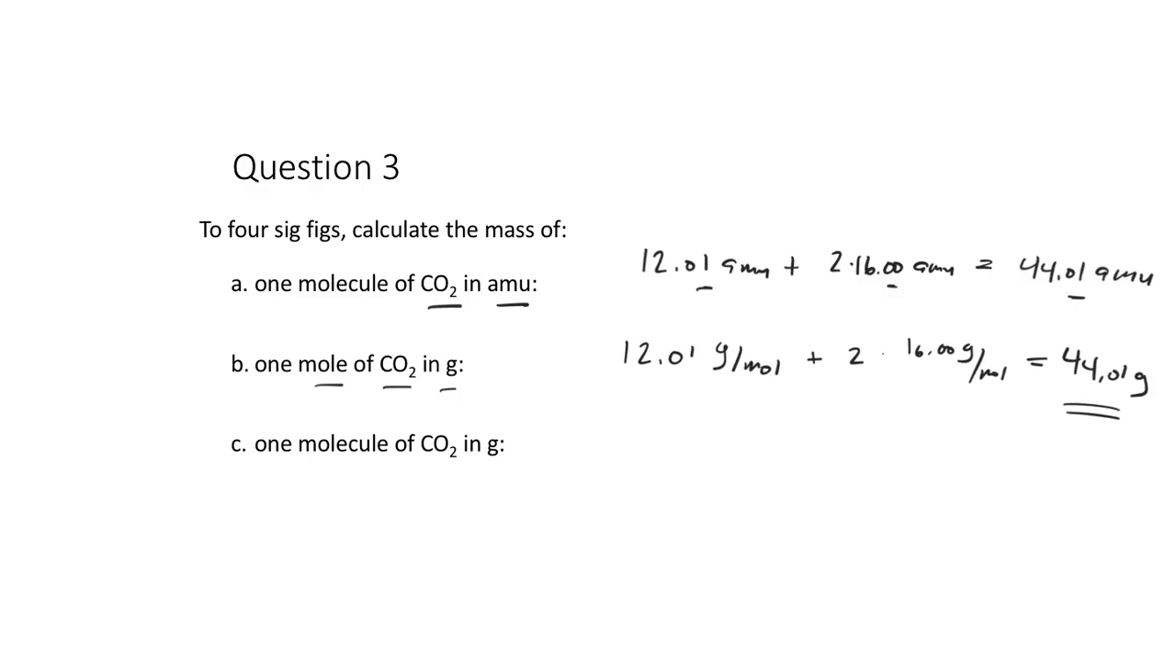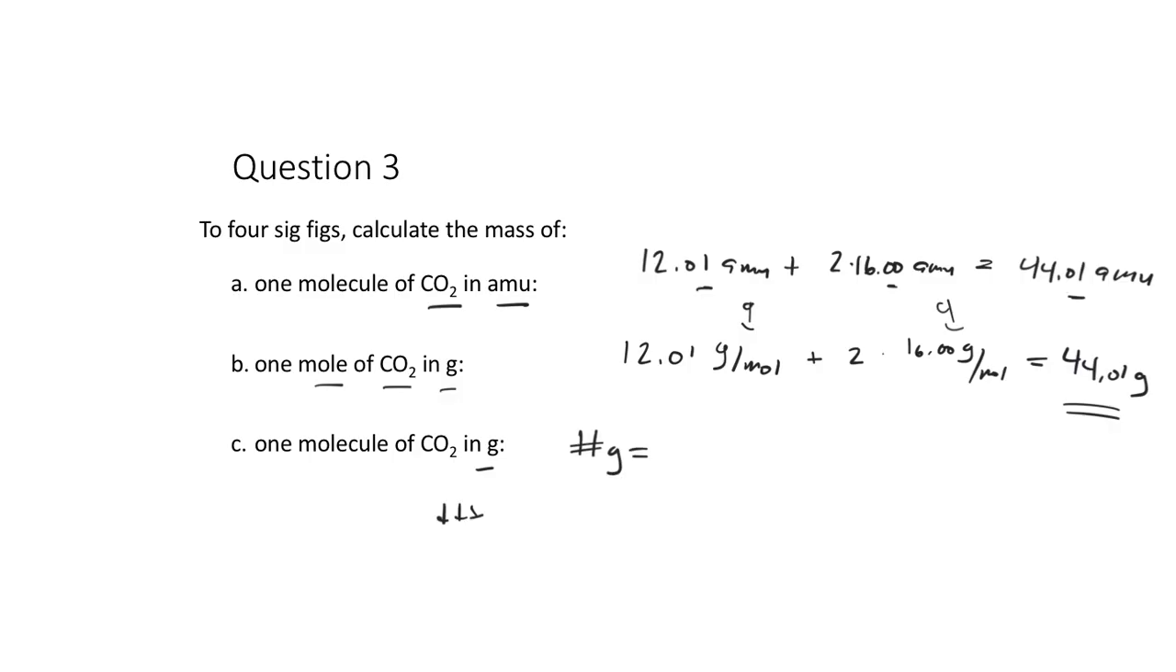Okay, now you can just know that the periodic table masses are interchangeable with the units, or you can just convert AMU to grams and then convert atoms to moles. So you multiply by Avogadro's number, then you divide by Avogadro's number. Now, if we want the mass of a single molecule of CO2, this should be a really tiny mass.